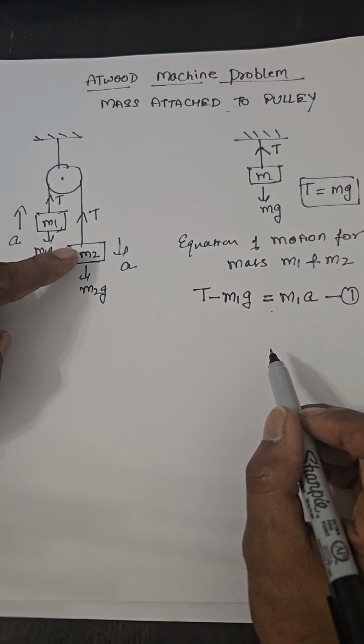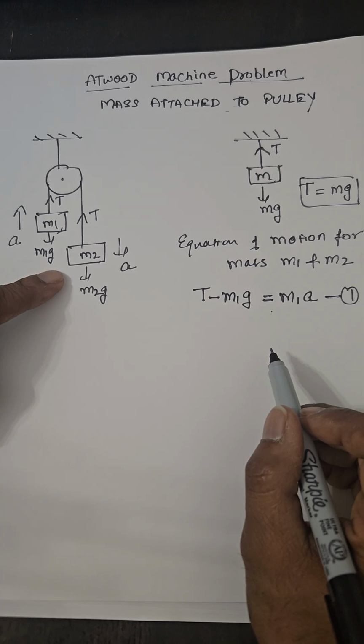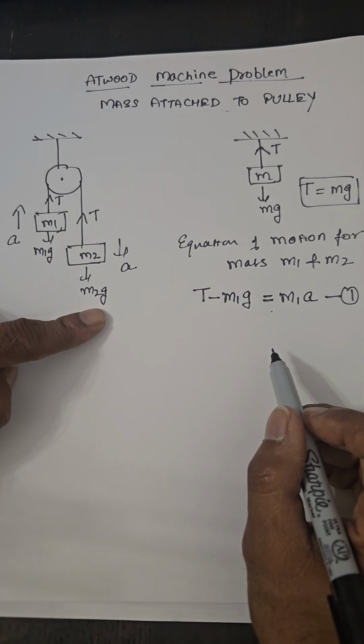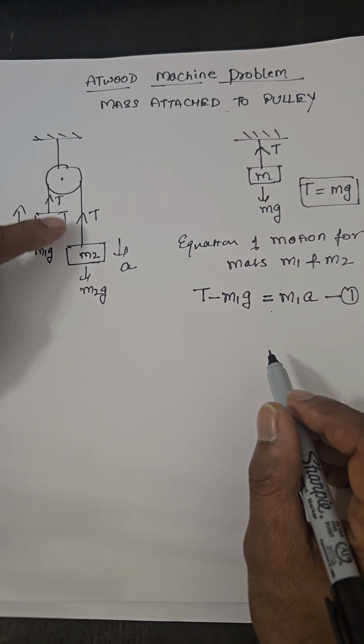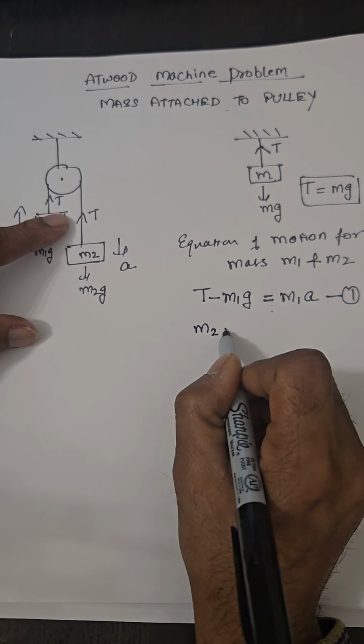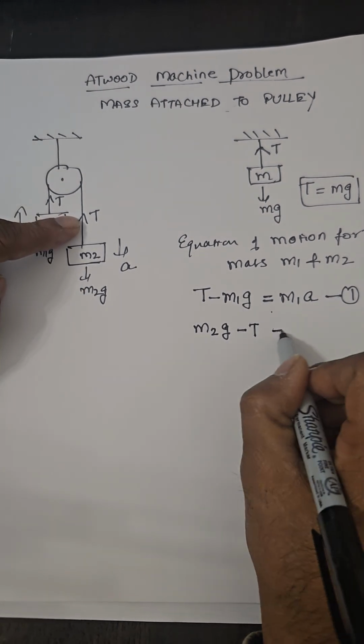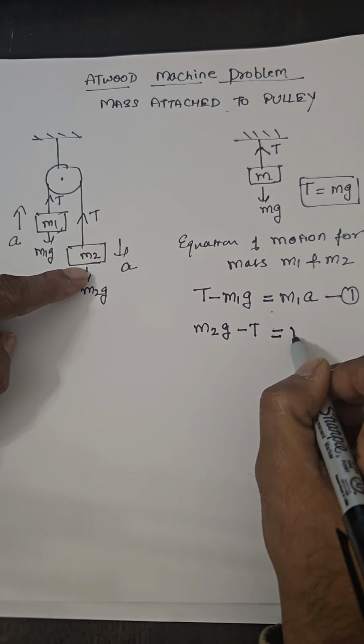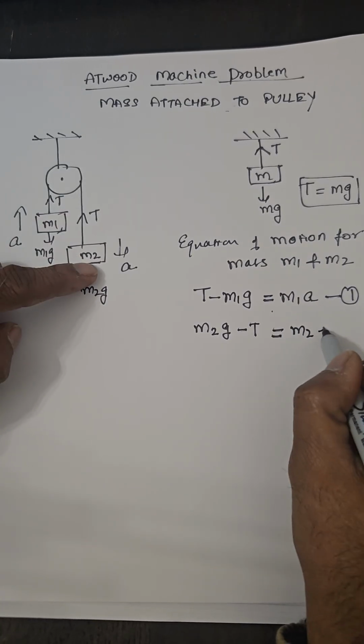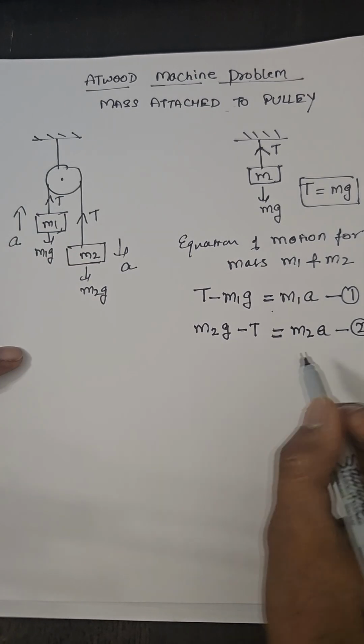Similarly, you can write this equation for mass m2. In this case, acceleration is downward, so it means m2g is dominating T. So in that case, I can write m2g minus T is equal to mass multiplied by the acceleration, m2a. So I got two equations now.